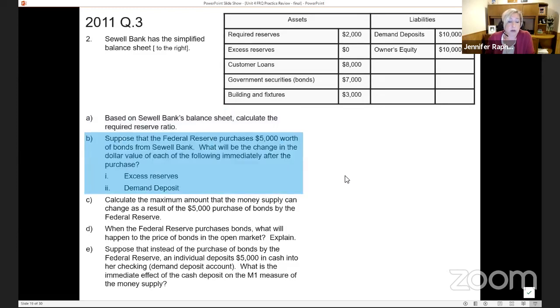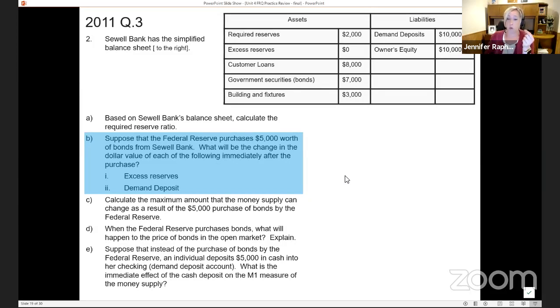All right, then part B reads, suppose that the Federal Reserve purchases $5,000 worth of bonds from Sewell Bank. What will be the change in the dollar value of each of the following immediately after the purchase? So we're looking to see what will be the initial change, right? That's what that term immediately after means. Now we're looking for the initial change in excess reserves and initial change in demand deposits.